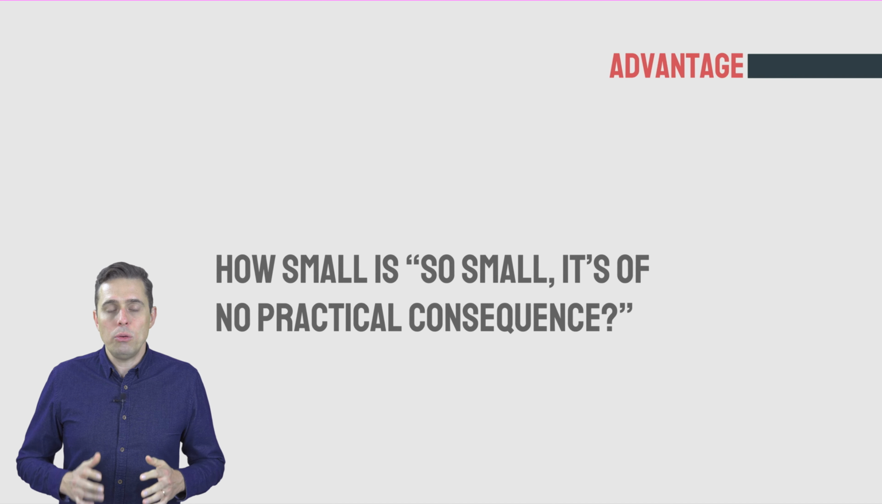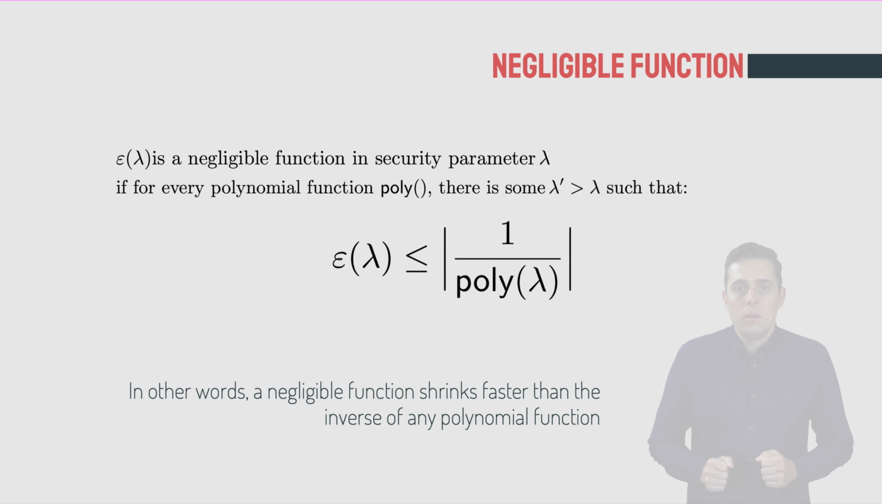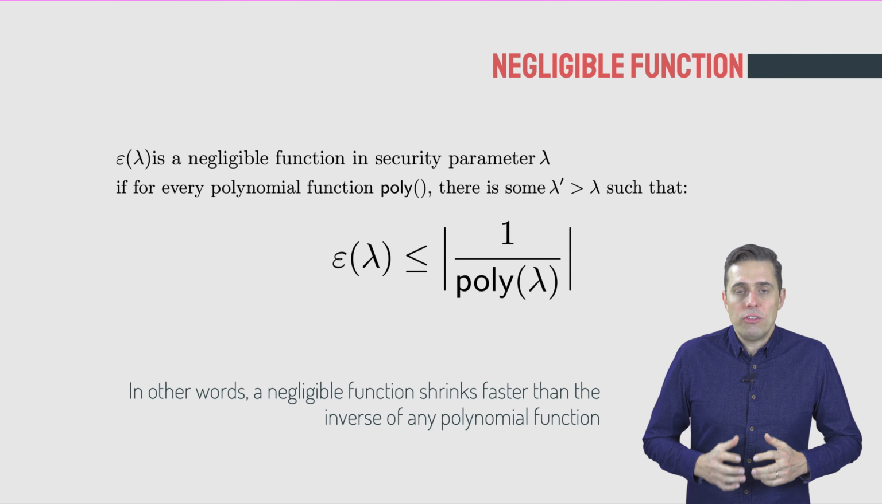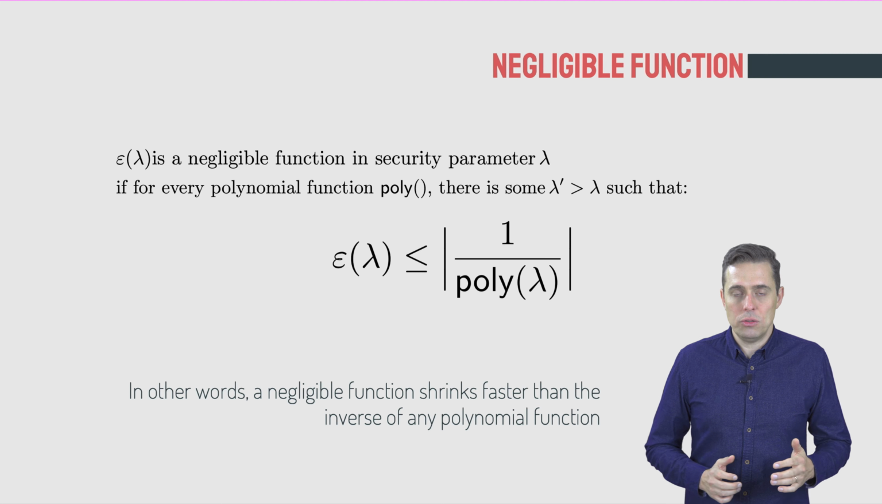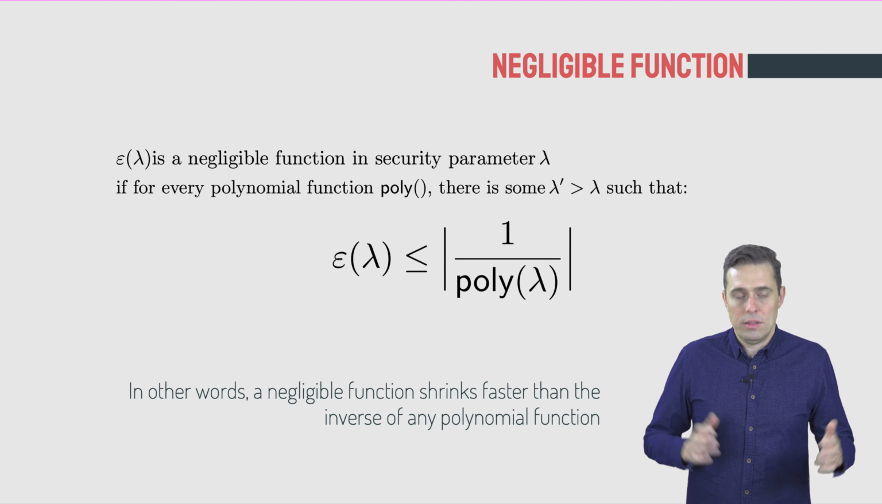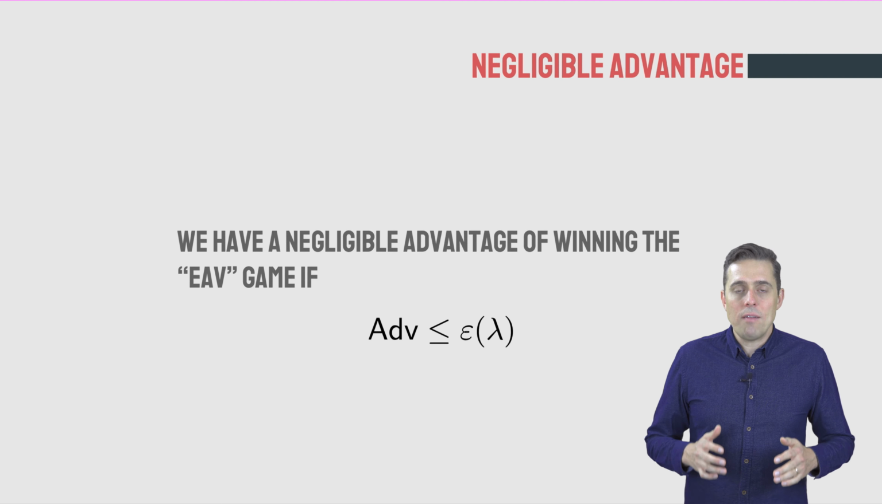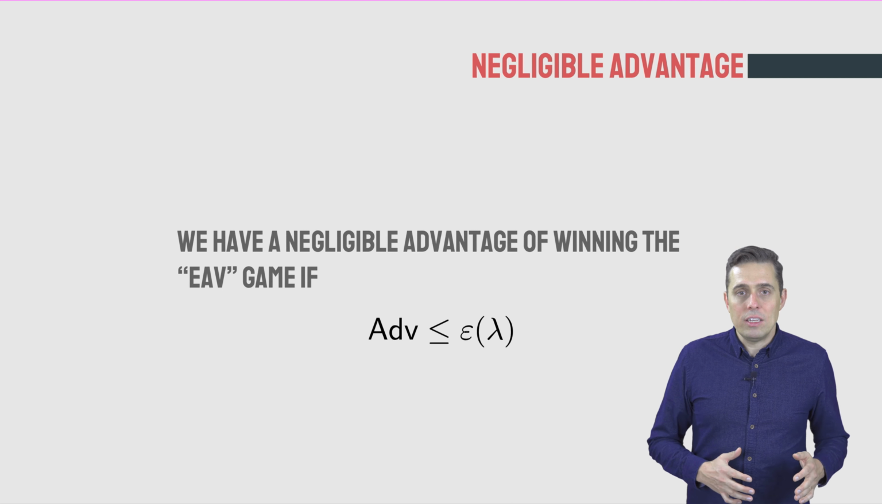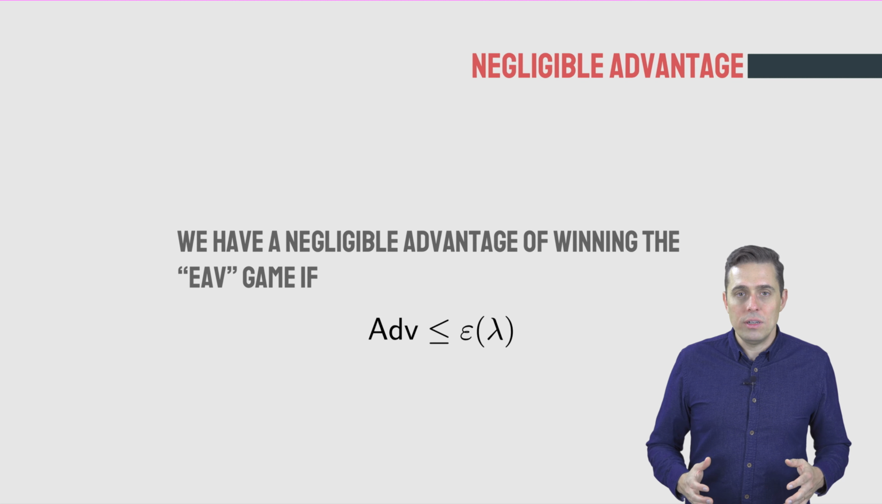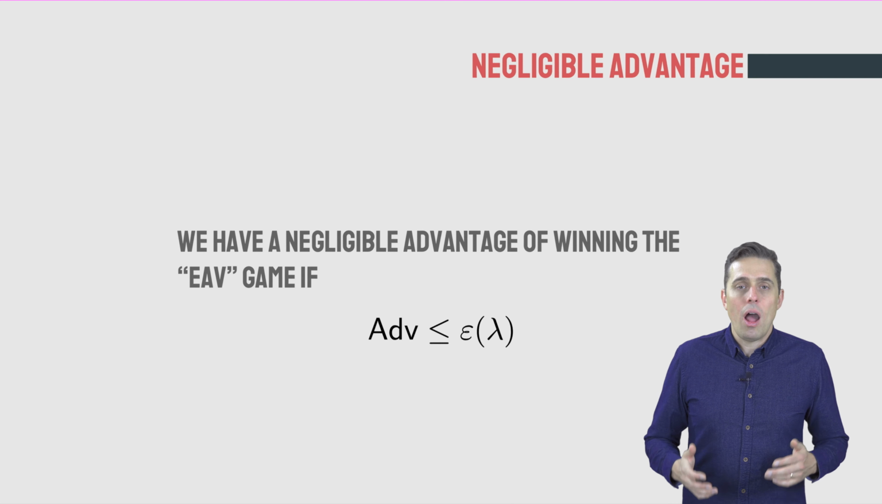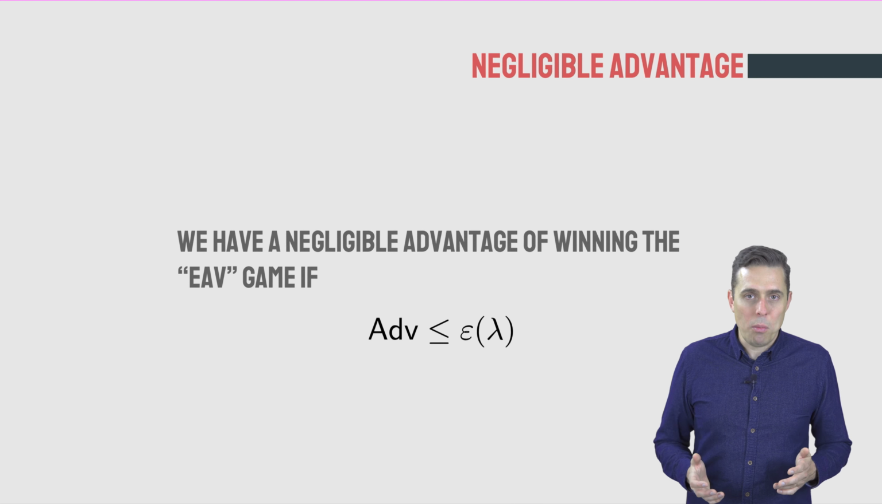This brings us to the notion of what's called a negligible function. We're parameterizing this function in the context of the security parameter of the cipher, the key length. And we say that we have a negligible advantage in winning this game if our advantage is less than or equal to a negligible function in the security parameter. In other words, our advantage is less than or equal to a number that's so small we don't care.